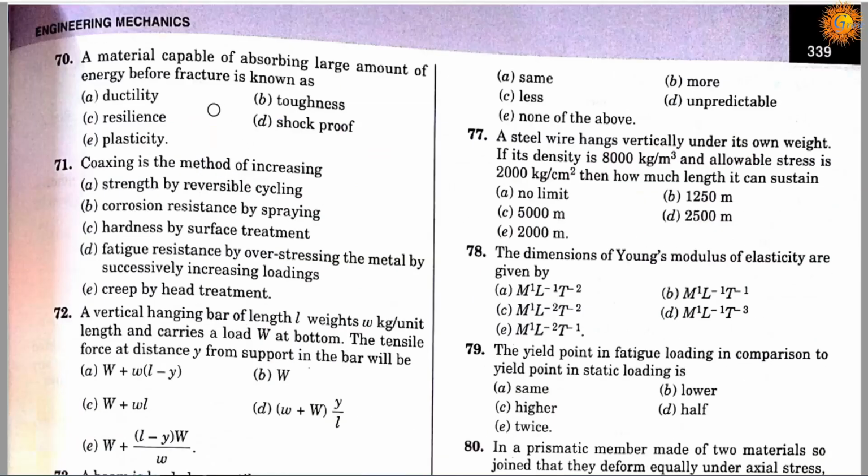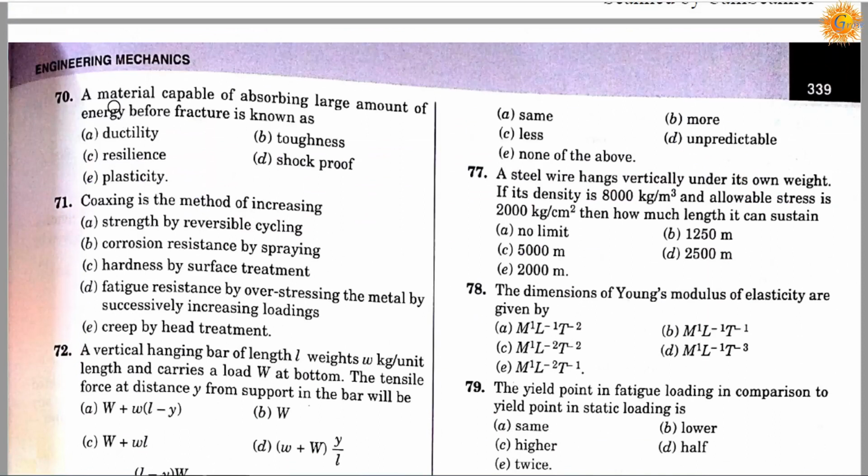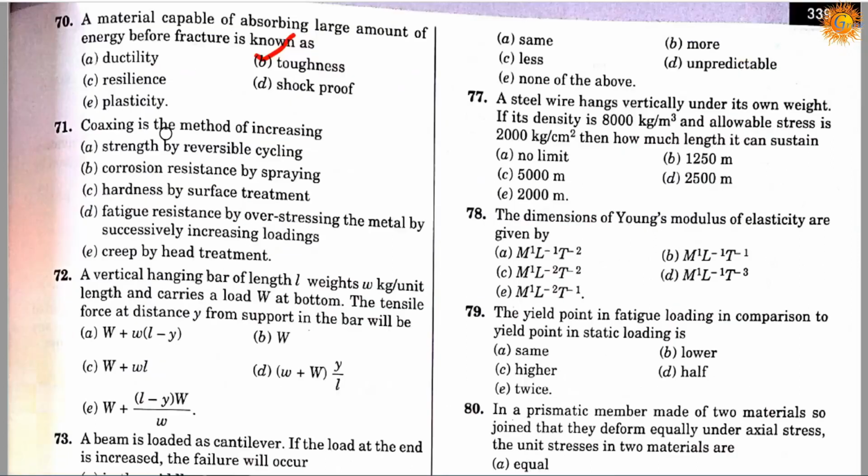Question number 70. A material capable of absorbing large amount of energy before fracture is known as: option A, ductility; option B, toughness; option C, resilience; option D, shock proof; option E, plasticity. Correct answer is B, it's called toughness.